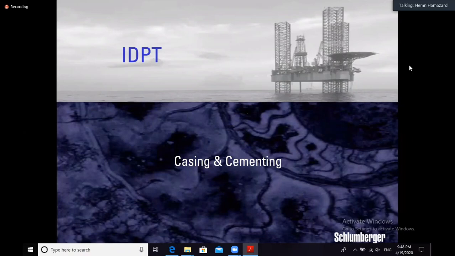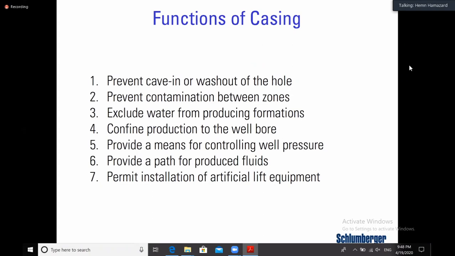shorter, so we have more chance to ask questions, even questions about the drilling fluid. So in this part, we will be discussing the casing and cementing. Okay, why we need to case any hole.